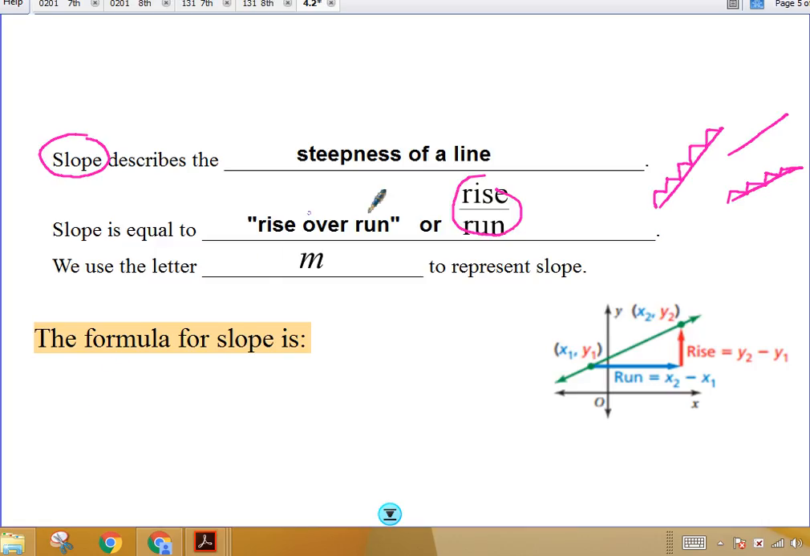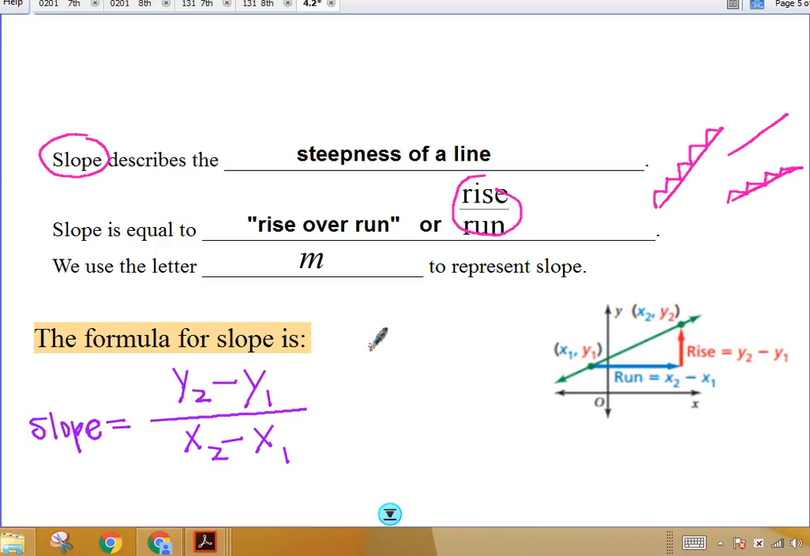So I explained to you generally what slope is and what it's equal to. It's called rise over run, and we use the letter M. But slope also has a formula. I know you like to use formulas because it's easier to calculate something, and slope actually has a formula as well. And here it is. Slope equals y2 minus y1 divided by x2 minus x1. That is the formula for slope.